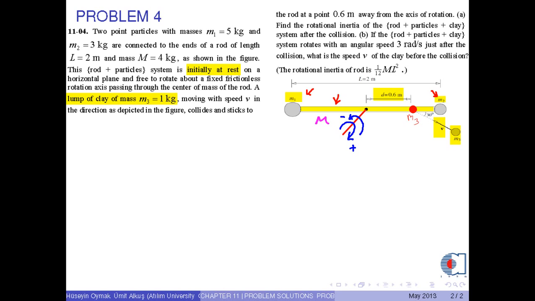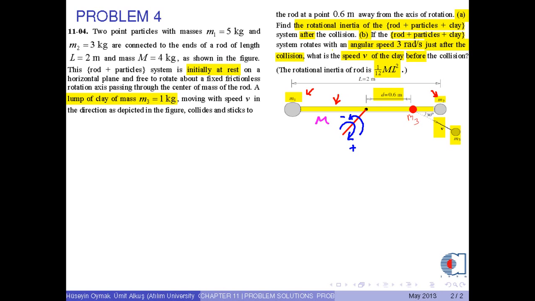A. Find the rotational inertia of the rod plus particles plus clay system after the collision. B. If the rod plus particles plus clay system rotates with an angular speed of 3 radians per second just after the collision, what is the speed v of the clay before the collision?